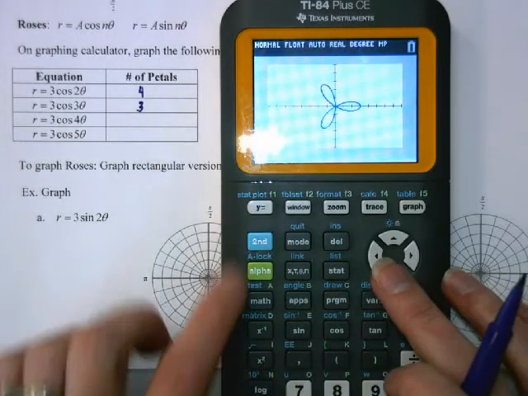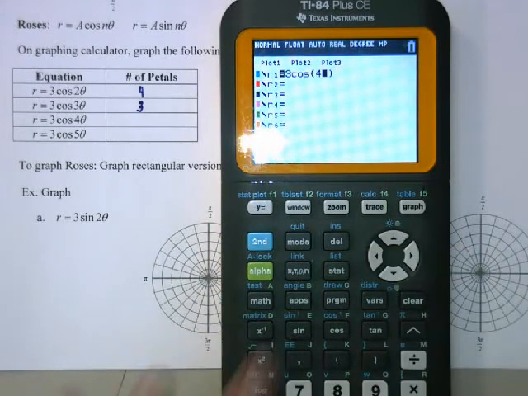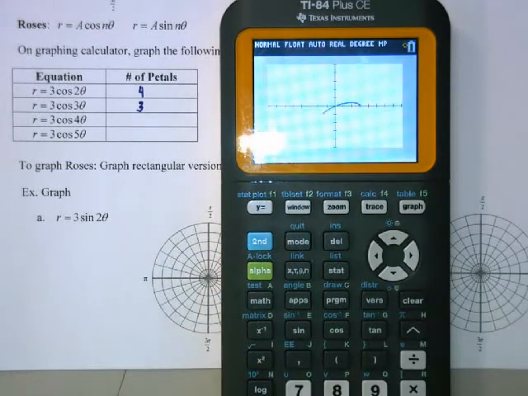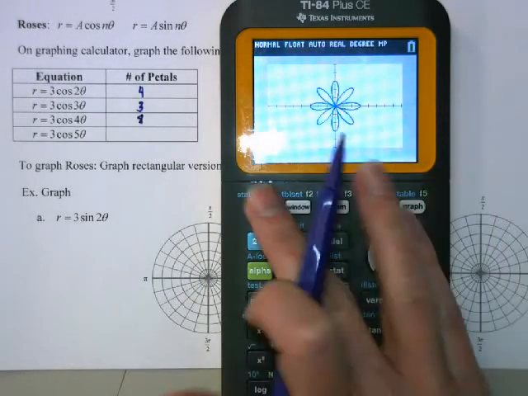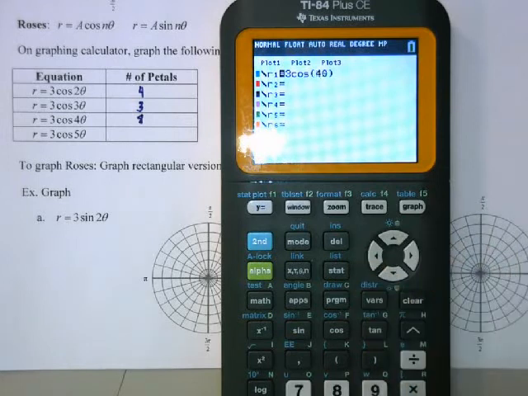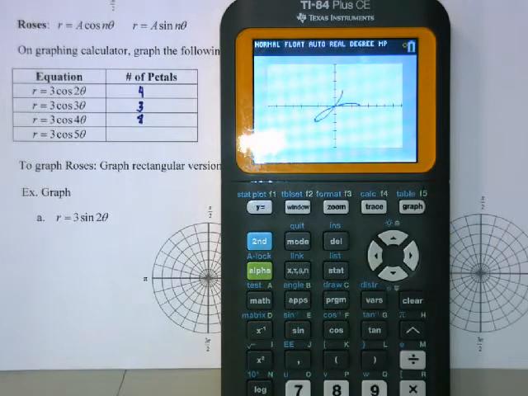So we need more information. I'm going to change this to 4. And graph. And we have 8 petals. All right, well, what about 5? There are 5.